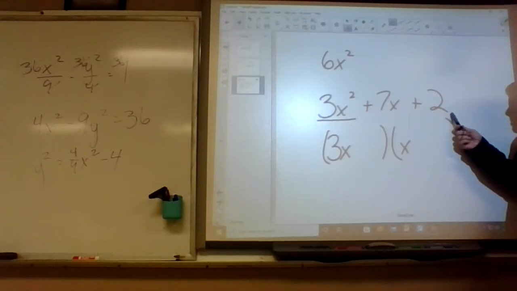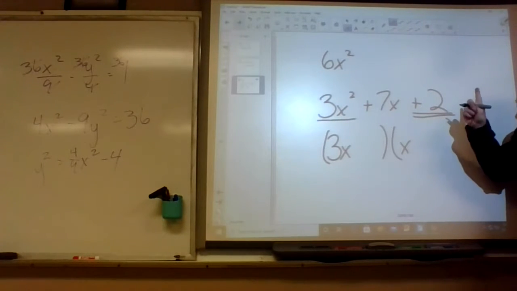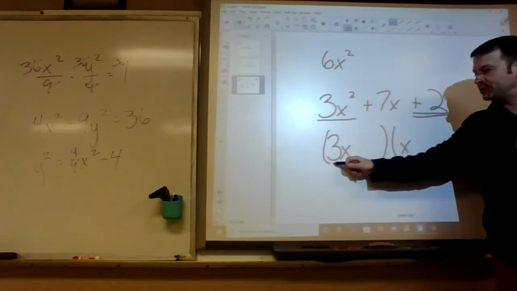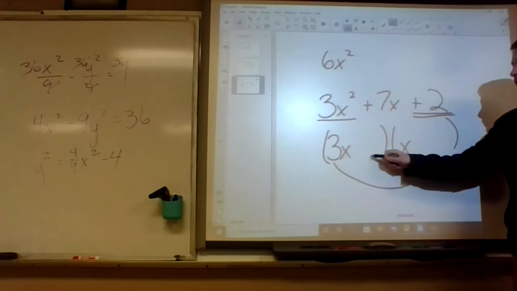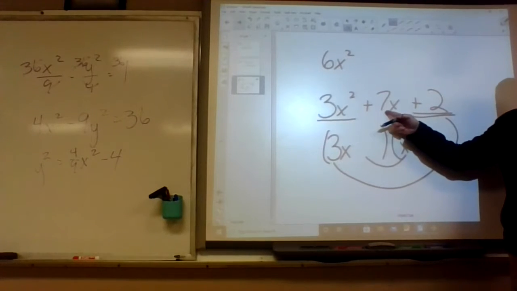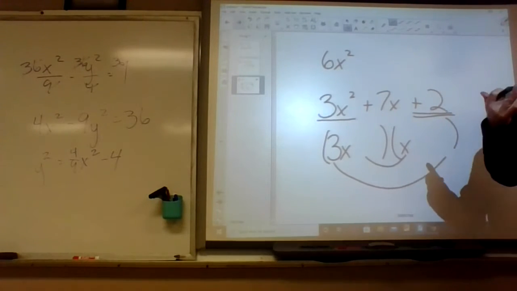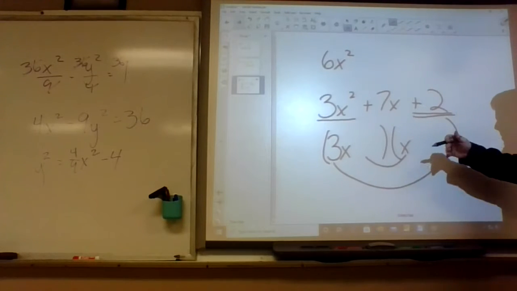Okay, what goes into the back here is still what goes into 2. But here's the difference. You're no longer saying that adds up to 7, because now that there's numbers on the front, you have to do FOIL stuff to see if it equals 7. So what goes into 2? It's either 1 and 2 or 2 and 1. So you kind of have to guess.